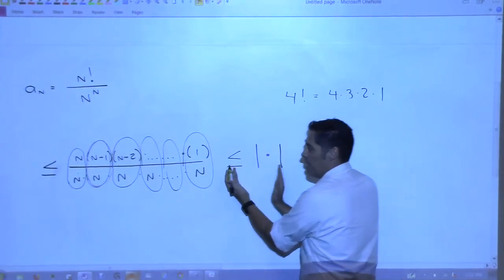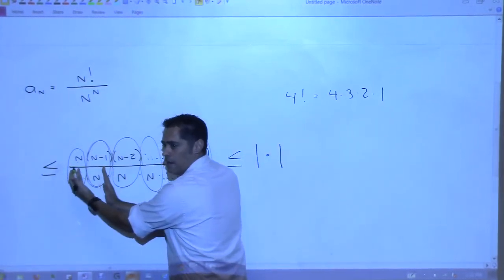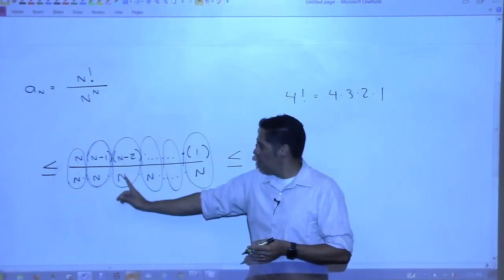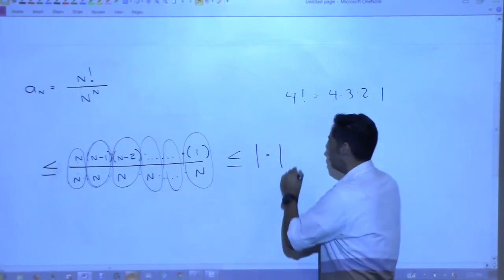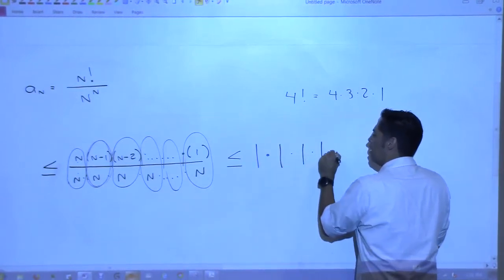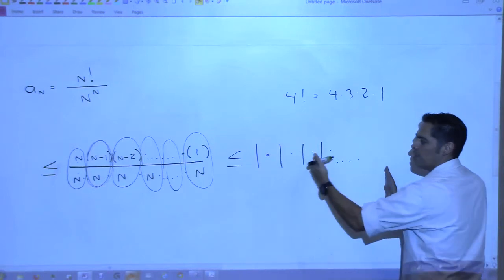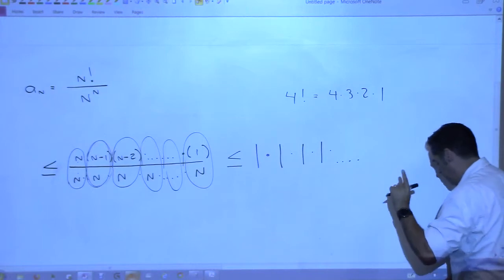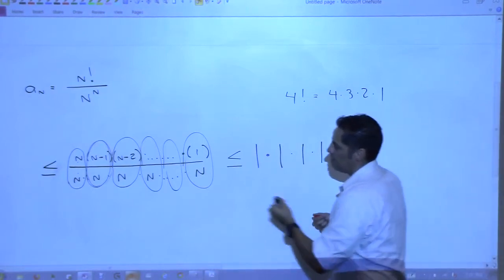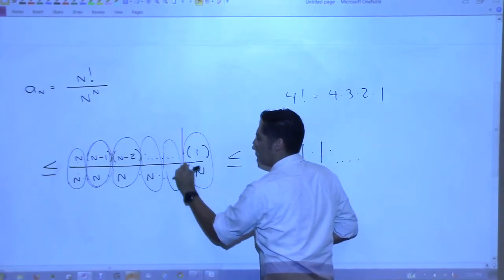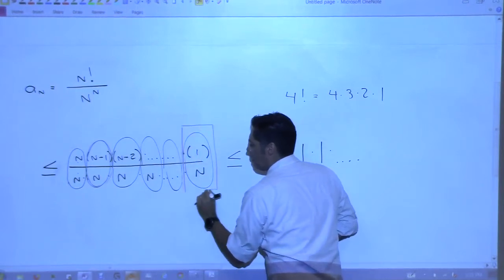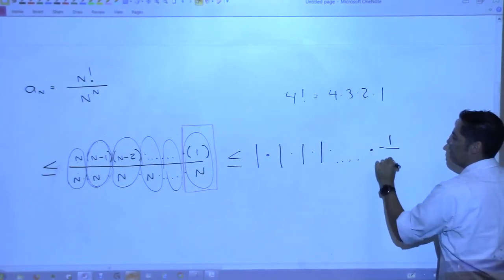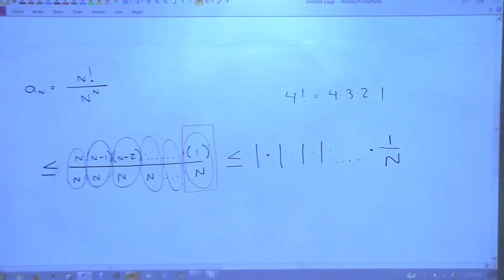1 times 1 is bigger than or equal to these two multiplied. And then the next one would also be what? Smaller than 1, smaller than 1, smaller than 1. So let's see, I have another 1. And how many 1s would I have here? N 1s, right? Agreed? But this last one right here, I'm not going to put 1. I'm going to put 1 over n.